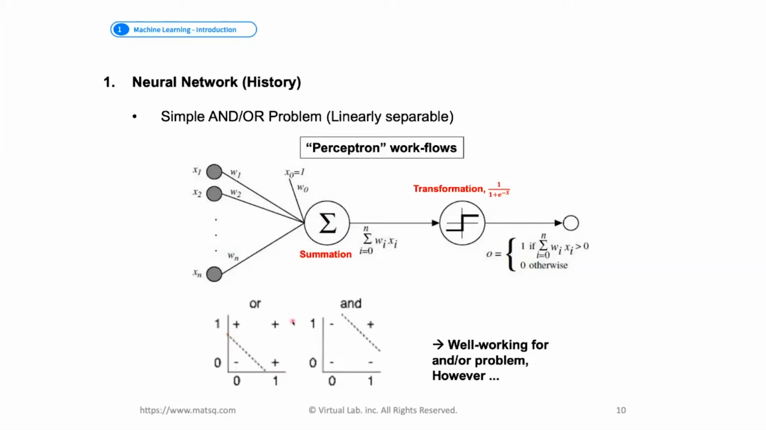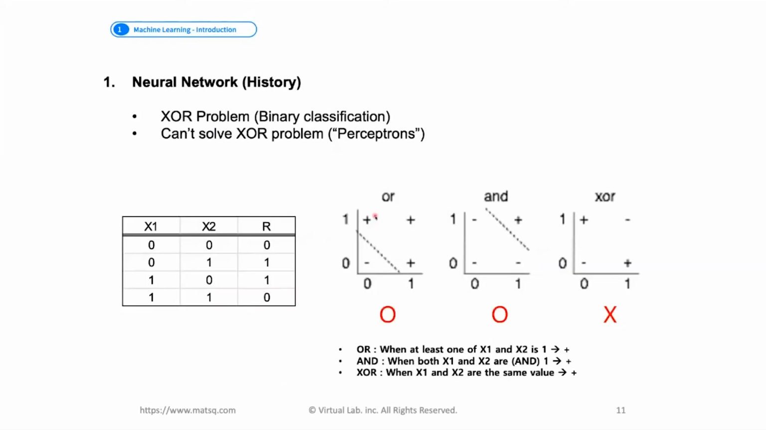However, as always, a simple problem arises: the XOR problem. This is a binary classification problem, and it is very simple. When x1 and x2 have the same value, the result gives 0 or plus. Okay, look at this table and figures. It can't be separated by a single line. Again, the OR problem can be separated by one single line, and the AND problem also. But in this case, we cannot solve it with a single line, right?